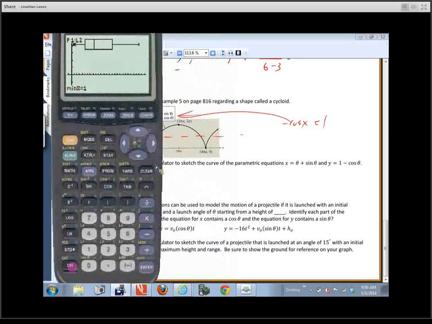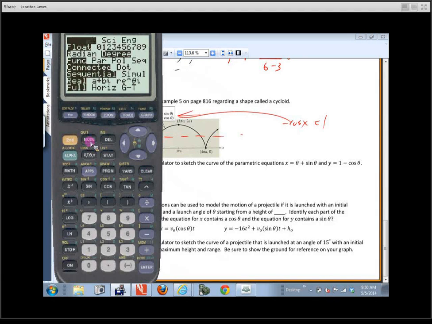So we did some cool stuff with it last week. I'm going to clear this off. Okay, we need to do a couple things. First of all, hit the mode button. Okay, we want to be in radians. We do almost everything after basic trigonometry in radians. So hit radians.